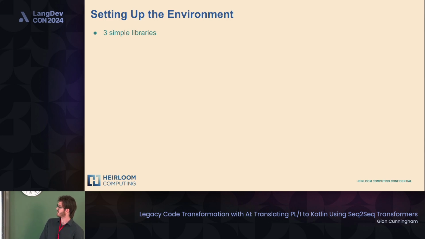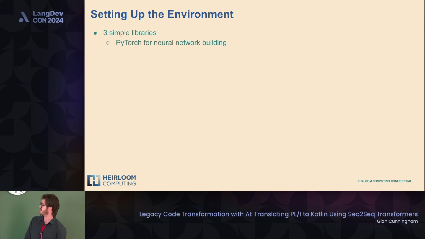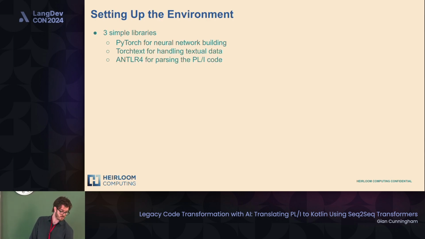So we start straight away getting into our project. We start with setting up our environment with just 3 simple libraries. PyTorch, which is a really useful library for building and using neural networks. TorchText, which is simply to handle our data. And ANTLR4, which is used primarily for parsing our PL1 code.